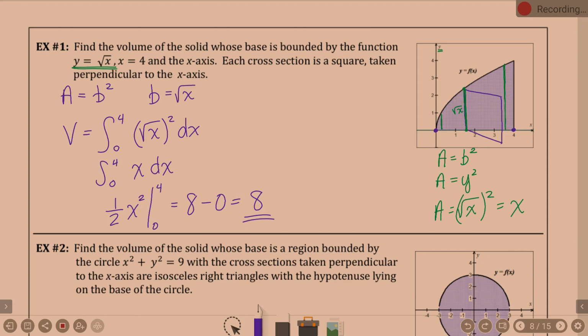Okay, guys. Questions with this cross section of squares? Okay. Now, is it always going to be a square cross section?